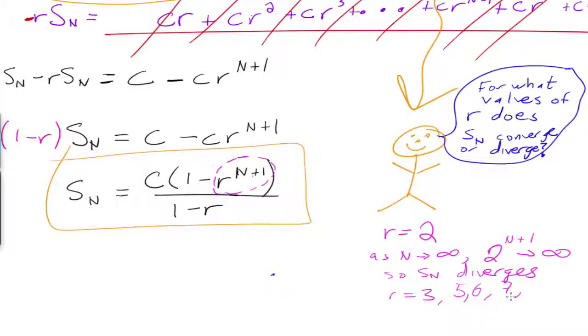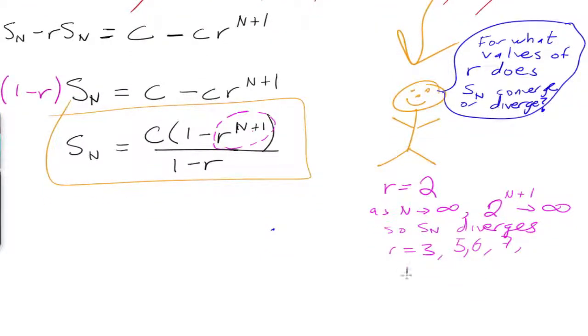So for what values does it not blow up? Shrinks. For what? Negative 1. Not quite. In between, yeah. If it's a fraction that's less than 1, then what's going to happen to that term? For example, if you take 1/2 to the n plus 1, what happens to that as n goes to infinity? That goes to 0. So the only thing left over would be, this would go towards 0. So you would just have c over 1 minus r, right?